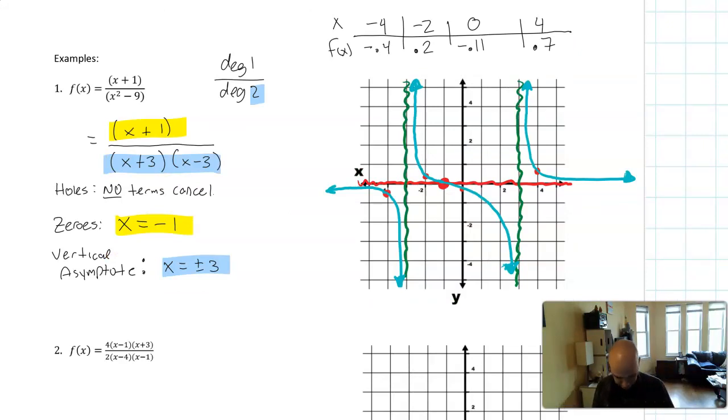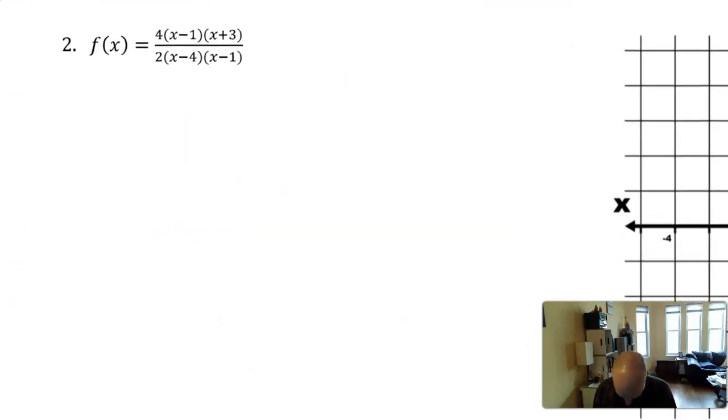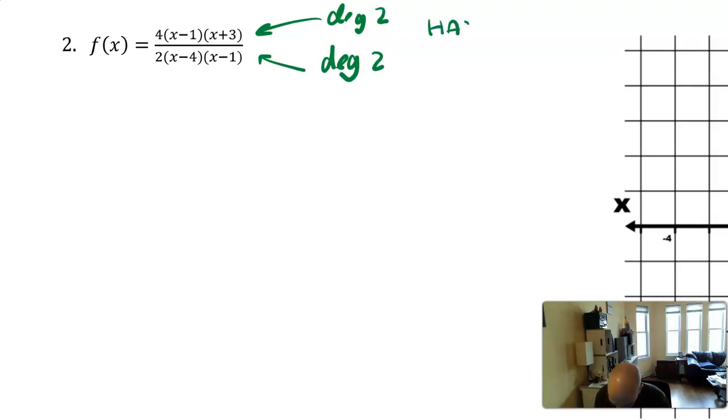All right, just to freeze them here, now on to the next example, which is given in factored form, so we won't have to factor this one. Sometimes they come factored, sometimes they don't. So the first step is to look at the degrees. In this case, I can see that the numerator is degree 2, and the denominator is also degree 2. So the horizontal asymptote will be at the ratio of the coefficients. Well, it's all factored out, so the coefficients are actually just the numbers right out here. So the horizontal asymptote will be at y equals 4 over 2, which is 2. So the horizontal asymptote is going to be at y equals 2.